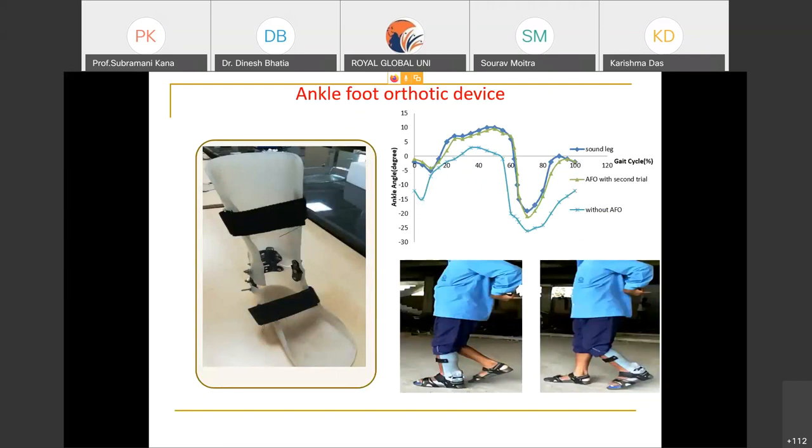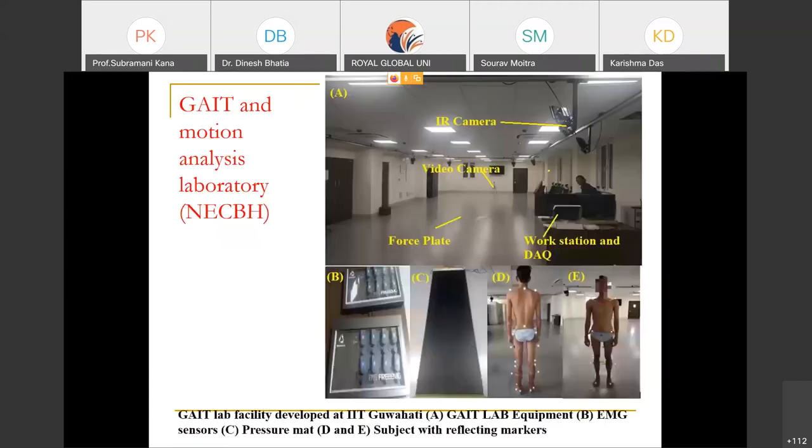This is for the AFO. We have designed it and it was tested also. He has been using it. And maybe in the last few slides, we have developed a gait and motion analysis lab. We have 8 IR cameras, 2 video cameras, 2 Kistler force plates, an EMG sensor, a foot map pressure mapping unit and all. So we have established a full-fledged gait lab so that whatever assistive or medical devices are being used, we can quantitatively say how the patient is improving.